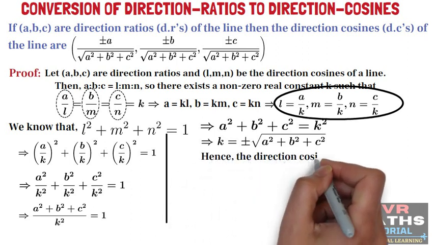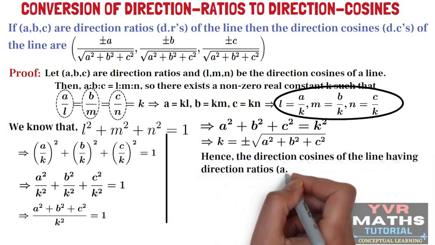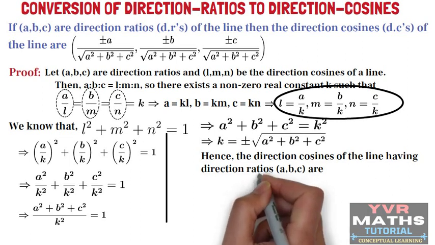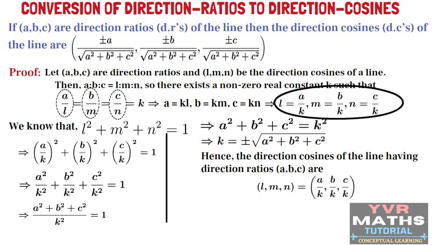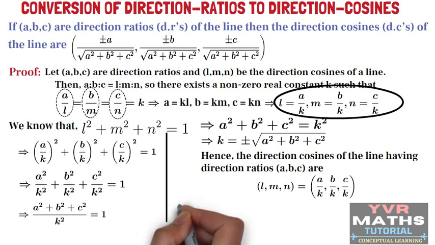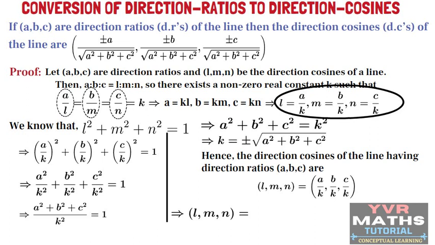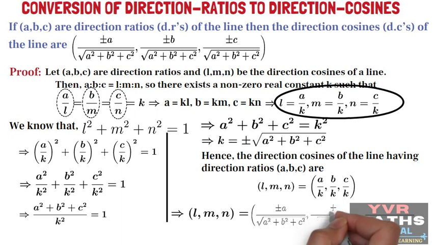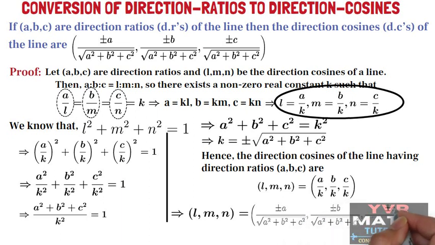Hence, the direction cosines of the line having direction ratios a, b, c are l, m, n is equal to a by k, b by k, c by k. You know the value of k, so substitute that k value here. Then the direction cosines l, m, n are equal to plus or minus a over root of a square plus b square plus c square, plus or minus b over root of a square plus b square plus c square, plus or minus c over root of a square plus b square plus c square. So this is the method to convert the direction ratios into direction cosines. So we can use this statement as a formula to find the direction cosines if you know the direction ratios.